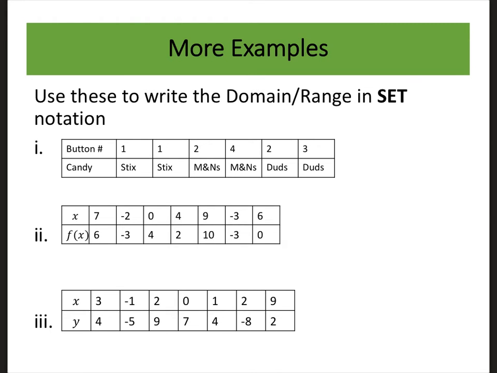So how do I write domain and range in set notation? We're really going to think about that for discrete values. So we're going to think about the domain, and the range is the set. So here, I'm listing all of the x values. So 1, 2, 3, and 4. And all of the possible y values, well, that's sticks, M&Ms, and duds. So it's really just listing all of the possible values.